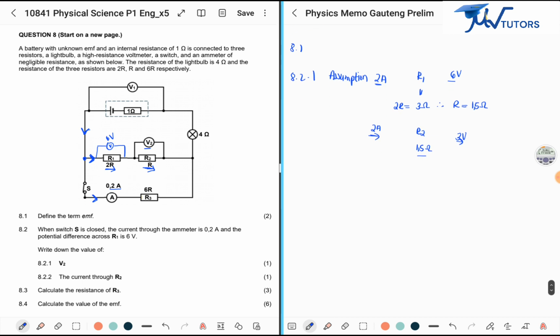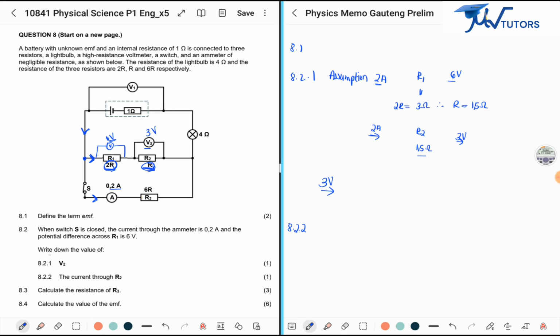Sometimes just assume a number and work it out in your mind, even though it's 1 mark, just so that you understand what you're doing. But ultimately what I'm getting to here: you had twice the resistance, and that's 6 volts. Now you only have 1 resistor there, so we're going to have 3 volts over there. So your answer for 8.2.1 is 3 volts.